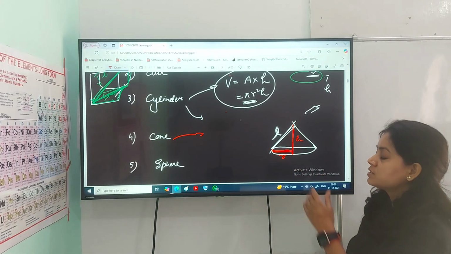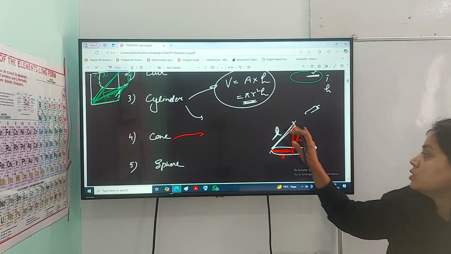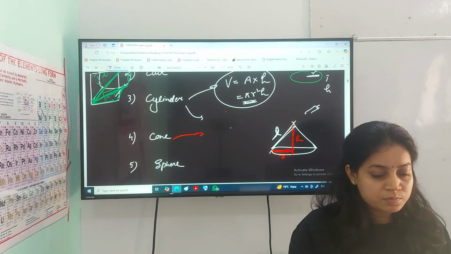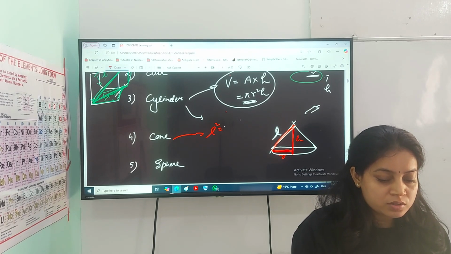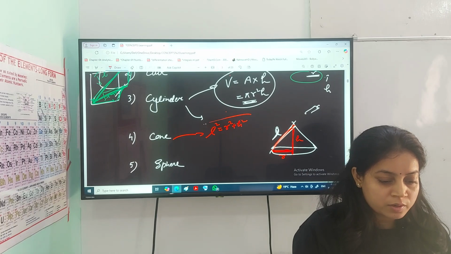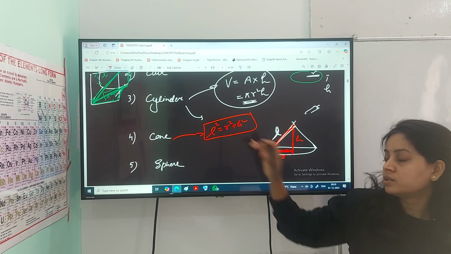Again, because I'm taking just a vertical cone and a right circular cylinder, we can use the Pythagoras theorem. By using Pythagoras we can find the slant height of the cone. So l square is equal to r square plus h square. This is the slant height. Take the under root, after that you will get the slant height.